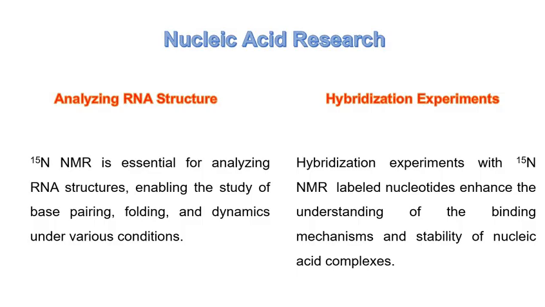N15 NMR in hybridization experiments. N15 labeled nucleic acids are used to study hybridization events between complementary strands. Chemical shift changes upon hybridization reveal the interaction between strands. NMR provides detailed information about sequence-specific binding and duplex formation. Multidimensional NMR helps track the kinetics and thermodynamics of hybridization.